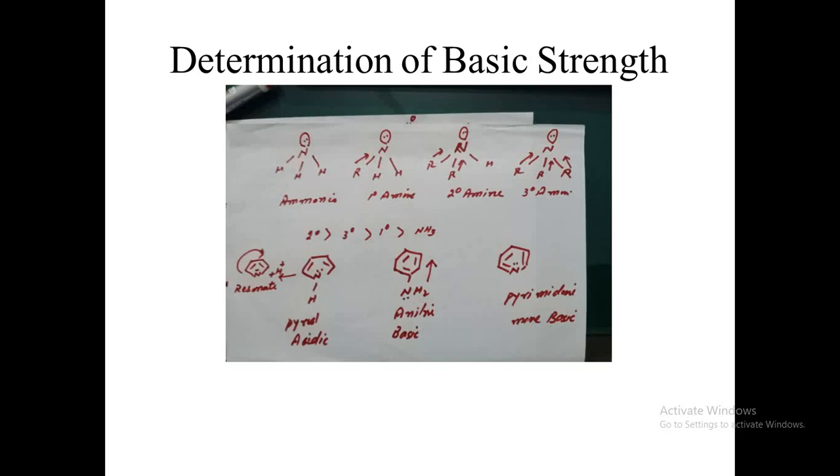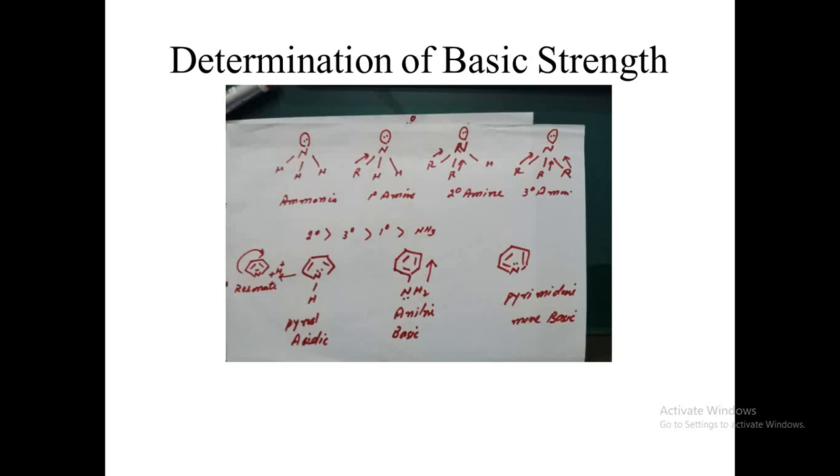So which one will be the best base, which can donate an electron pair easily? That will be the stronger base. In ammonia, there are three hydrogen atoms, and we know that hydrogen is taken as a reference. It has neither a donating nor a withdrawing inductive effect.